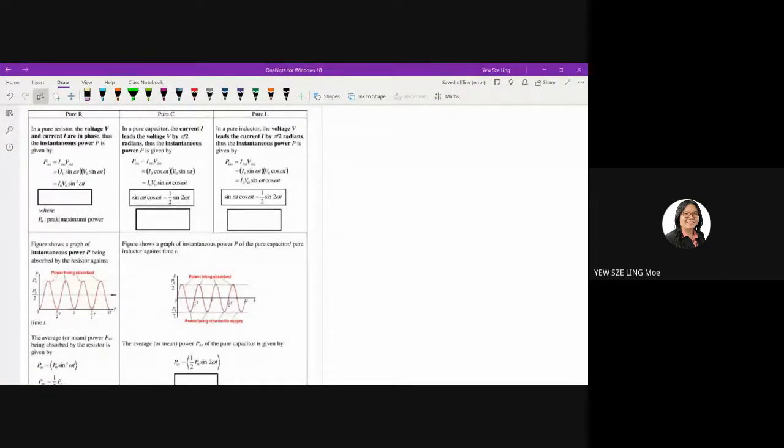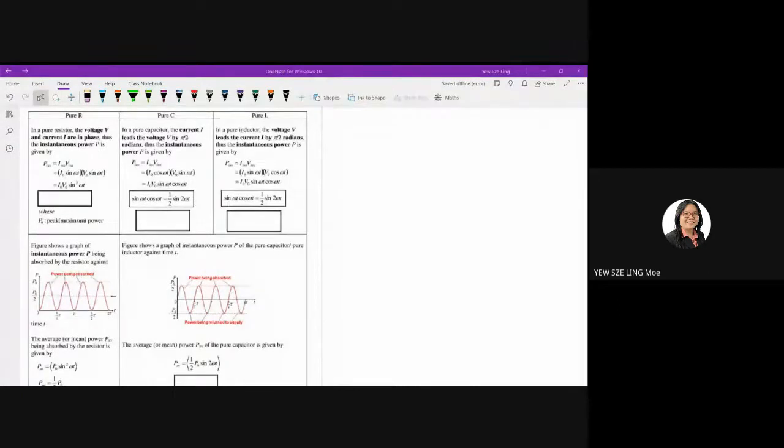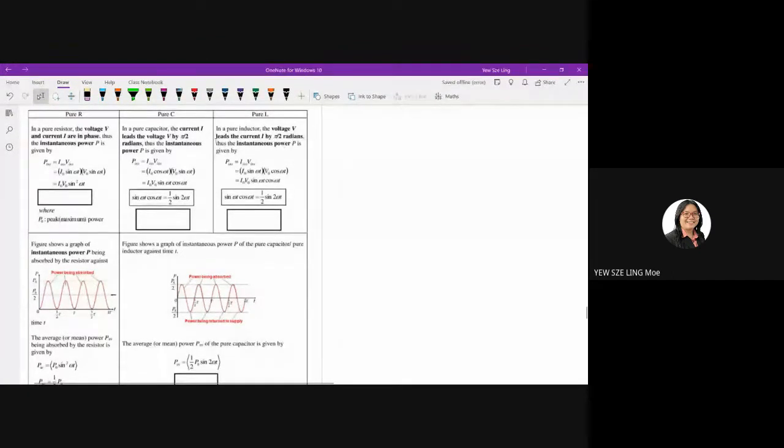Okay, so now let's look at the power in pure R, pure C, and pure L circuit. So how are we going to sketch the graph for the power? First thing you have to know is that your I and V keep changing. Okay, they change with time.